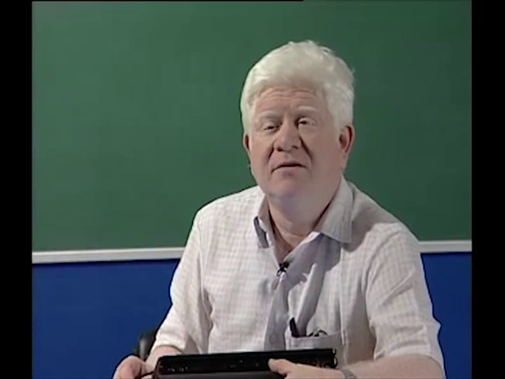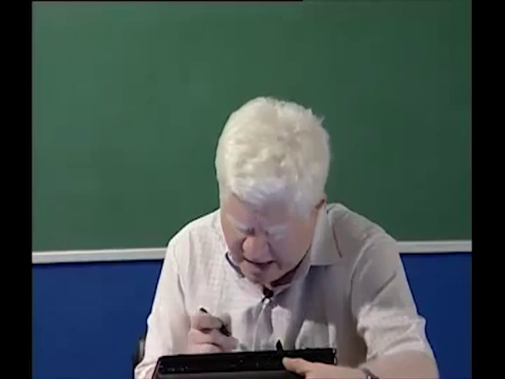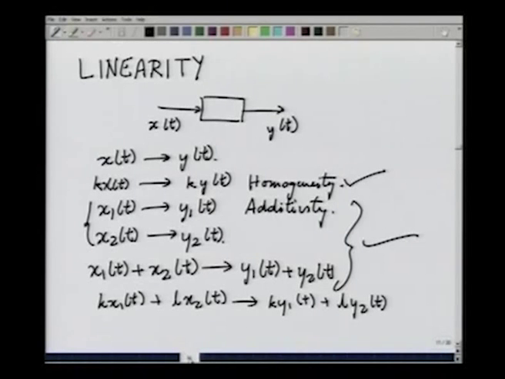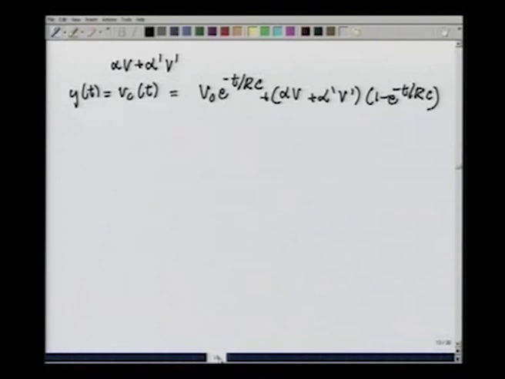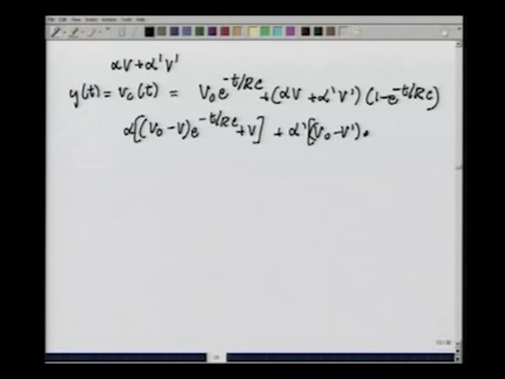If the system had really been linear, according to our definition of linearity, which we had a couple of slides ago, then we ought to have got alpha times (V0 minus V) e to the minus t by RC plus V, plus alpha dash times (V0 minus V dash) e to the minus t by RC plus V dash. If the system had been linear, we ought to have got this.